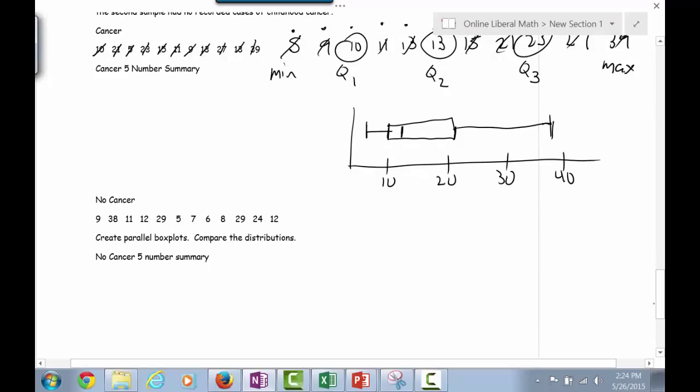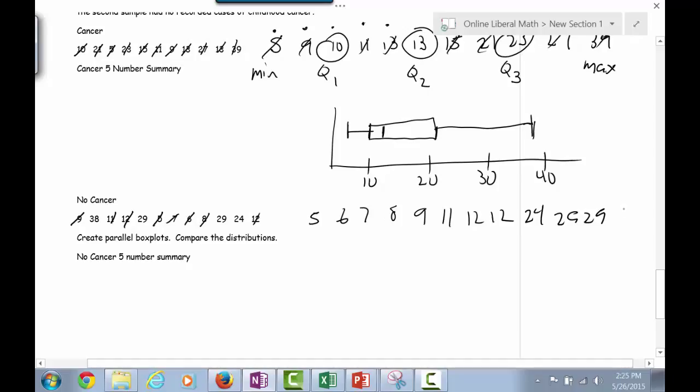And then same thing, let's put this in order. Looks like 5, 6, 7, 8, 9. Then 11 and 2 12s: 11, 12, 12. Then 24, 29, 29, and 38. Okay, so there's our min, and there's our max.